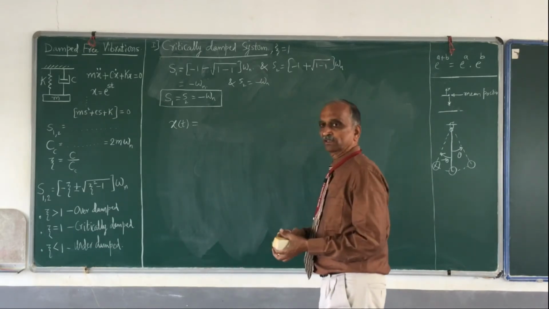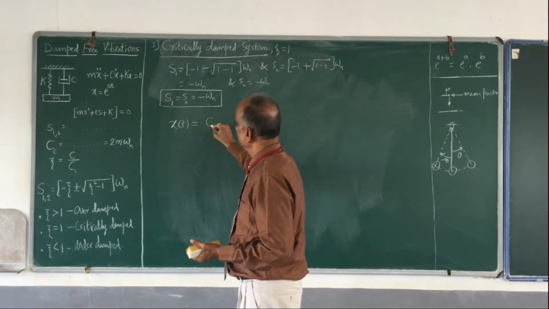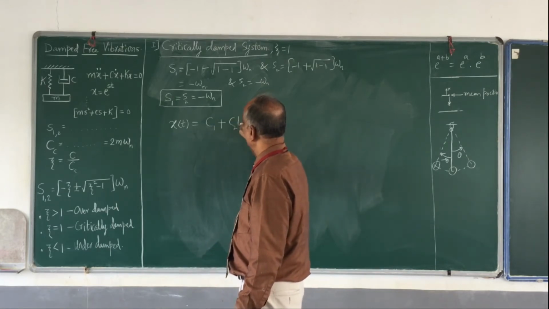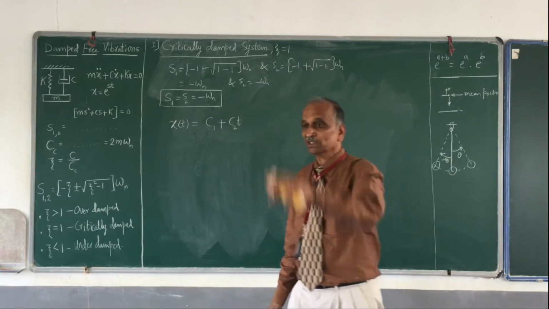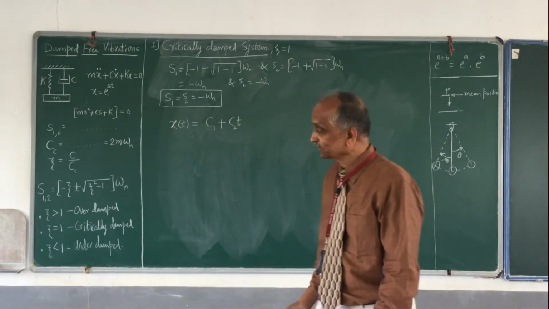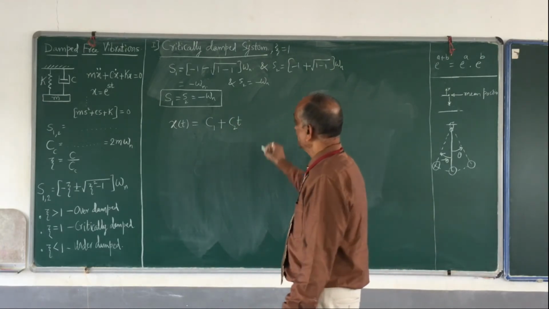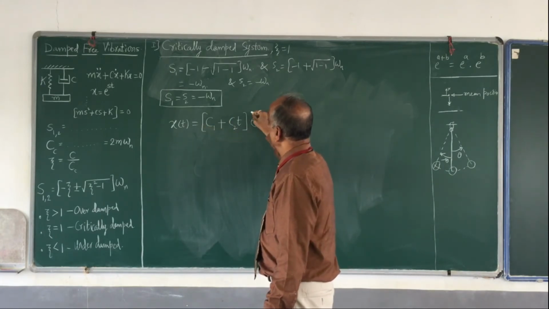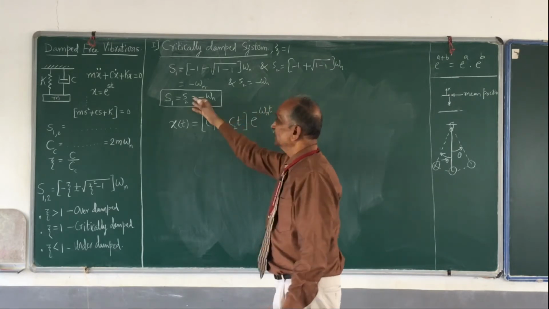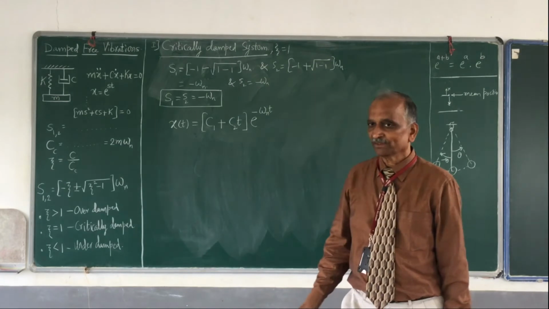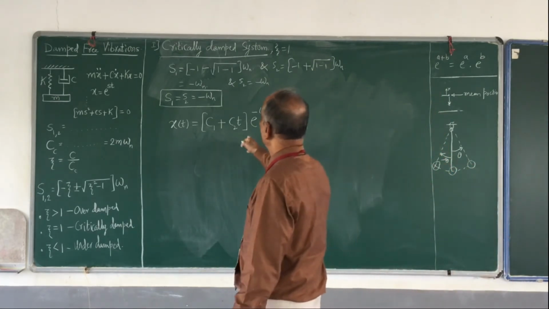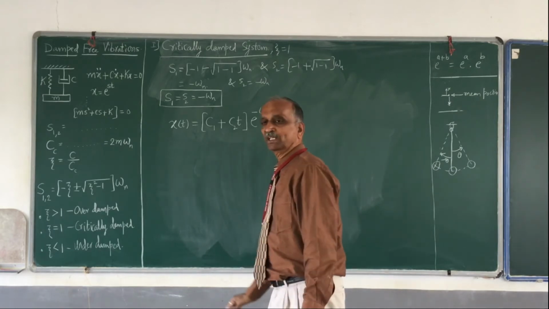How to write it? It is written like this. It is C1 plus C2 into t. This is what you have studied in your differential equation study. I am not writing it. C1 plus C2 into t into e raised to minus omega n into t. That is nothing but S1 equal to S2. This is how we write it. C1 plus C2 into t, e raised to minus omega n into t.